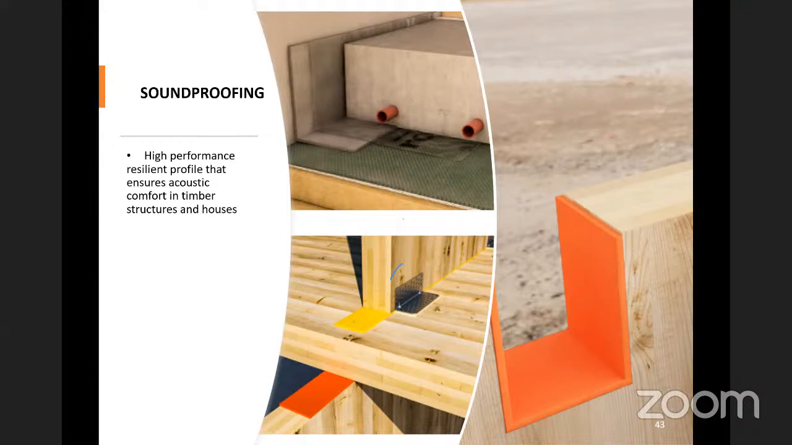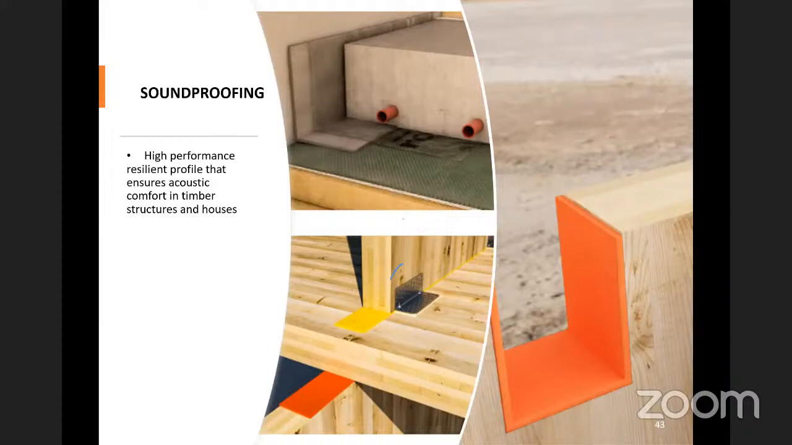But with CLT, if you look at the cost of the panels, it's not a very cost-effective way of achieving this kind of detailing. So one way is to increase the density, if you're working with CLT, by increasing the number of panels that you're working with. Another way that you could achieve the soundproofing is by separating the members, because sound travels from one layer to another layer.